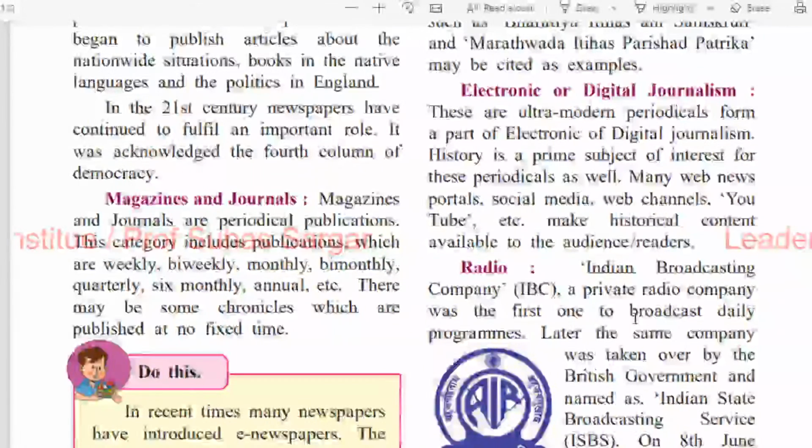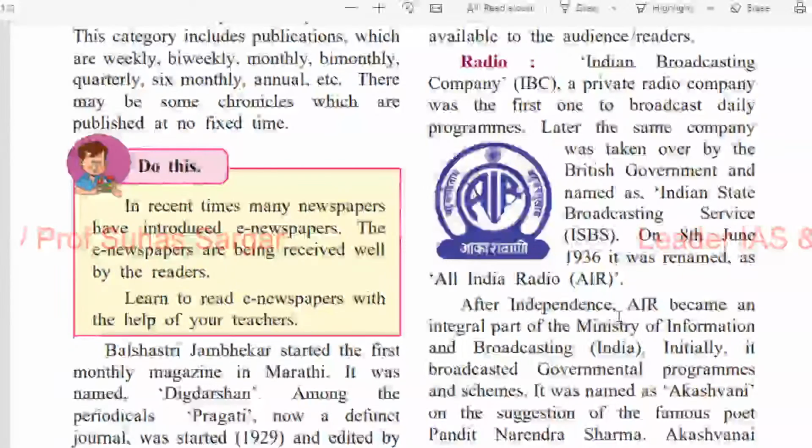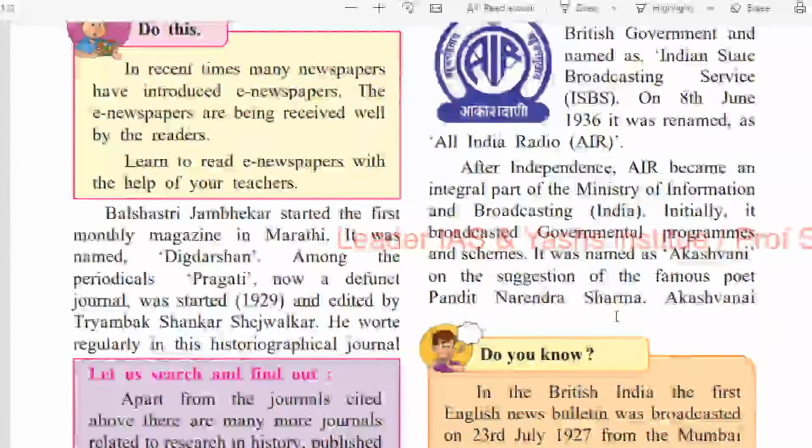Radio. The Indian Broadcasting Company, that is IBC, a private radio company, was the first one to broadcast daily programs. Later, the same company was taken over by the British government and named the Indian State Broadcasting Service, that is ISBS. On 8th June 1936, it was renamed All India Radio, that is AIR. After independence, All India Radio became an integral part of the Ministry of Information and Broadcasting, India. Initially, it broadcast governmental programs and schemes. It was named Akashvani on the suggestion of the famous poet Pandit Narendra Sharma.